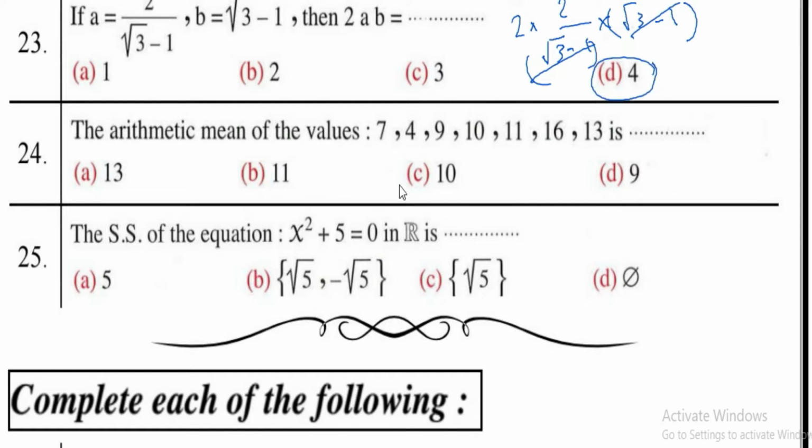The arithmetic mean equals the sum over the number of values. 7 plus 4 is 11, plus 9 is 20, 30, 41, 57, 57 plus 13 is 70. The sum is 70, divided by the count: 1, 2, 3, 4, 5, 6, 7. 70 divided by 7 equals 10.